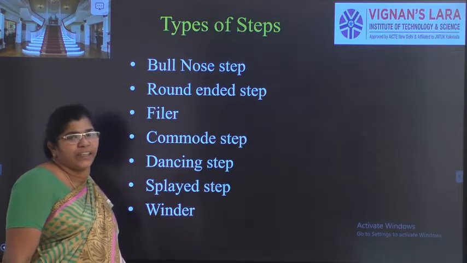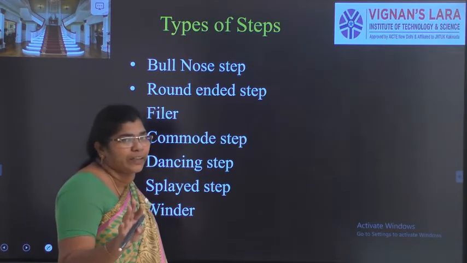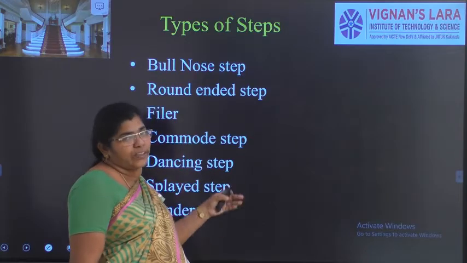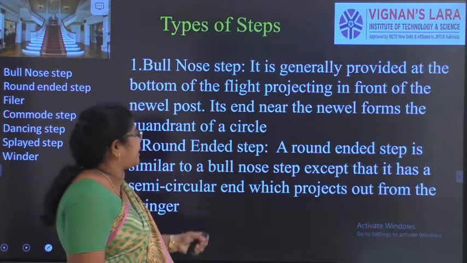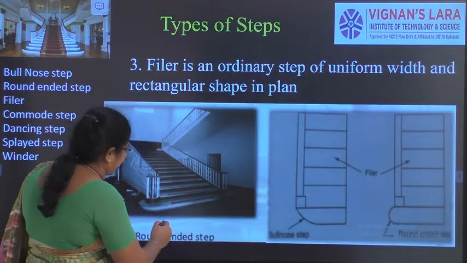Now we will go further into what the types of steps are. I am not going to see the types of staircase now; we will see the types of steps. The first one is a bull nose step. The second one is a round-ended step. You can see here, right?